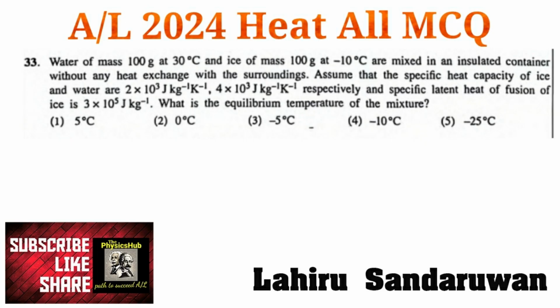Water of mass 100 grams at 30 degrees Celsius and ice of mass 100 grams at minus 10 degrees Celsius are mixed in an insulated container without any heat exchange with the surroundings. Assume that the specific heat capacities of ice and water are 2 into 10 to the power 3 and 4 into 10 to the power 3 respectively, and the specific latent heat of fusion of ice is 3 into 10 to the power 5. What is the equilibrium temperature of the mixture?